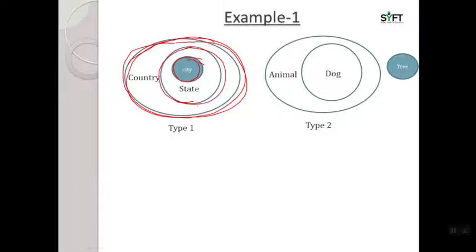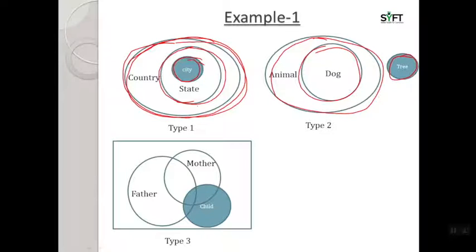In the second set, we can see there are three elements: animal, dogs, and trees. So how can we depict them? A dog is an animal, so dog belongs to the animal kingdom, whereas a tree is not an animal. So the tree stays outside the animal kingdom. This is another type of set relationship.